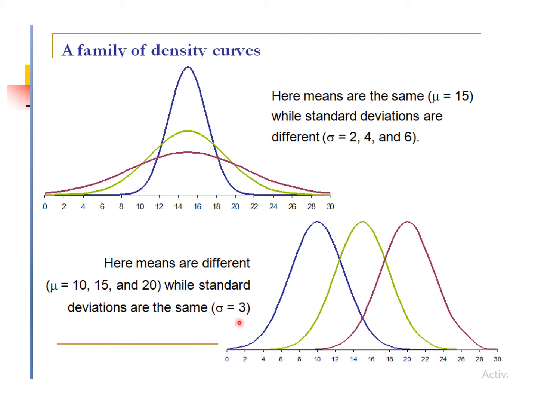Another one, you can see the standard deviation is the same, 3, but the mean value is changing. In this case, the mean is 10. Here it is 15, here it is 20. So the shape of the curve is the same, the spread is the same, but there is only a shift in the mu value. So the graphs are shifting.